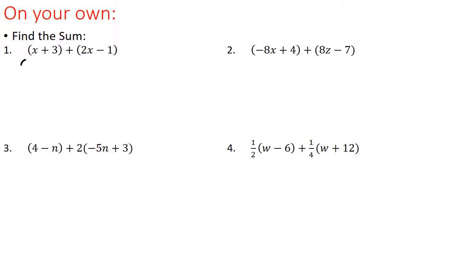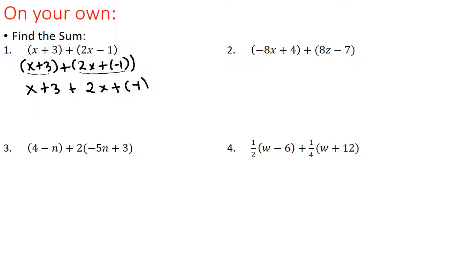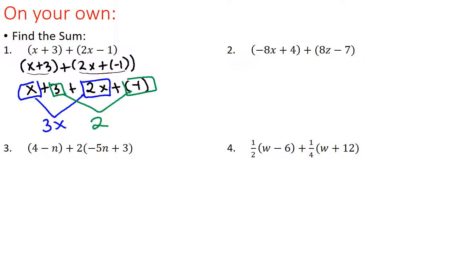I can rewrite this using just addition. So x plus 3 plus 2x plus negative 1. This is as simplified as it gets in here, and this is as simplified as it gets in here. It's all rewritten using addition, so my outside parentheses can disappear. So I have x plus 3 plus 2x plus negative 1. I can now start looking for my like terms, and I will be able to combine those. I'll end up with 3x, and 3 plus negative 1 will give me 2, and I am done.